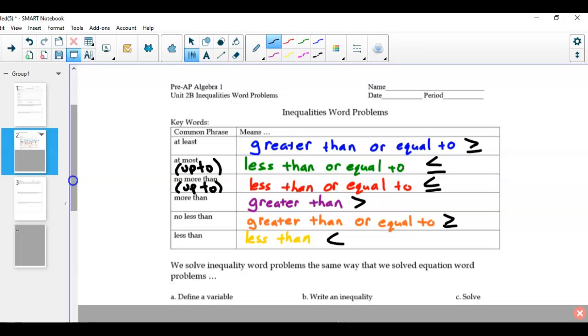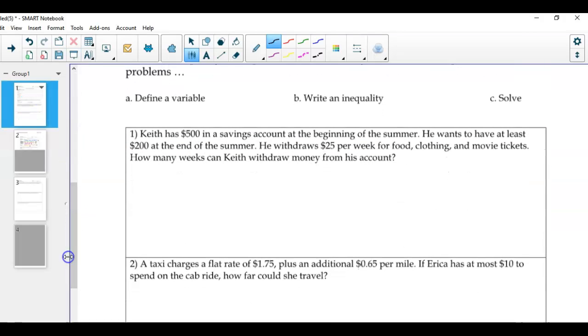Before we go through a couple of these, we need to think back to our word problems. How do we solve word problems in general? We read it, and we highlight or underline or circle anything that we find important. After we do that, we're going to define our variable. We need to know what we don't know and pick a variable that defines that. Then we're going to write an inequality and then solve it. For this first one, I'm going to read it first and then we'll go through these steps.